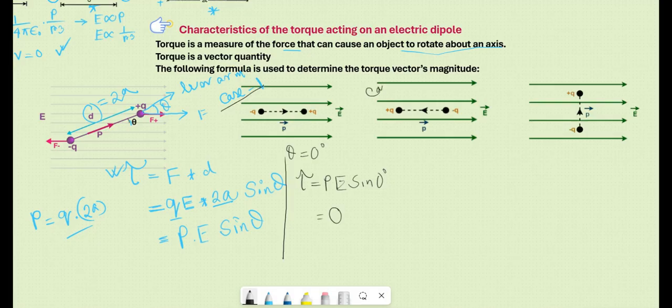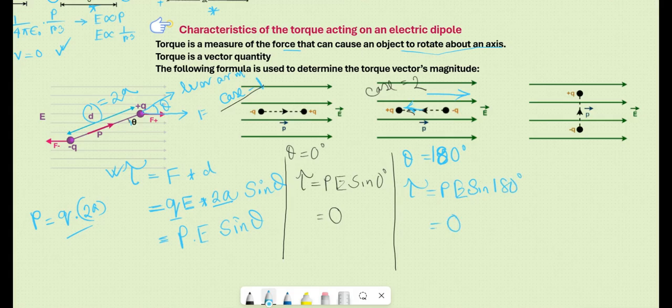Again, for case 2, so this is case number 2, when the electric dipole is antiparallel to the electric field. So the dipole is in this direction and the electric field is in this direction. So they are parallel, but actually antiparallel to the electric field of the dipole. So here obviously theta is equal to 180 degrees. So tau is equal to PE sine 180 degrees. So here also the value of torque is 0.